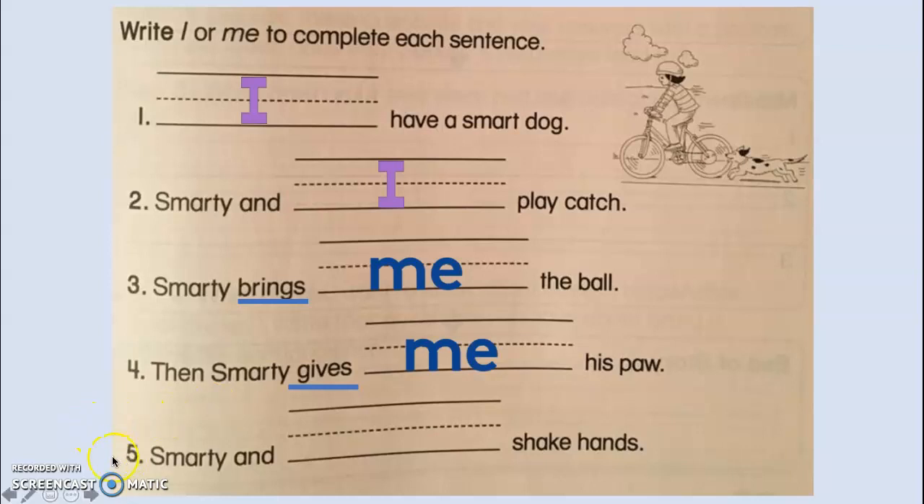Read the last one out loud. It says, "Smarty and ___ shake hands." What pronoun could you use to complete this sentence? Smarty and I shake hands.